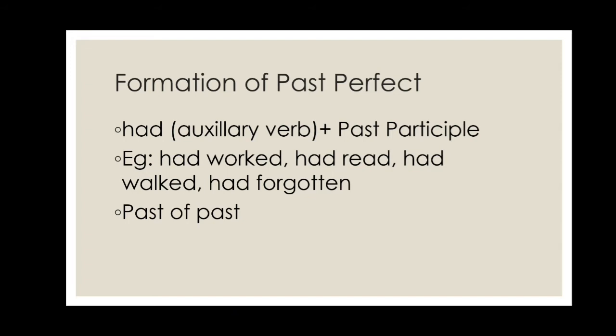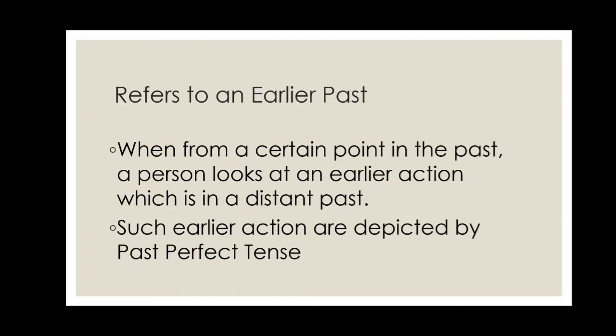So in this way we can see that past perfect tense talks about the pastness of the past. And so it refers to an earlier past, to an event that has actually happened in the past, but at a time which was quite much before that. It has already happened, it has already occurred. That kind of past tense is past perfect tense.